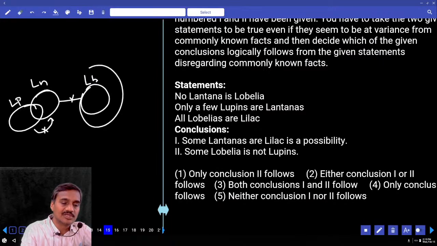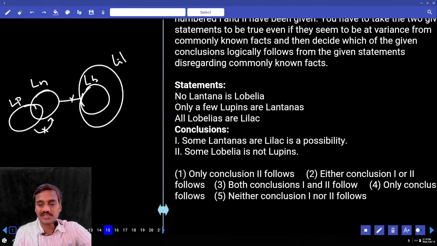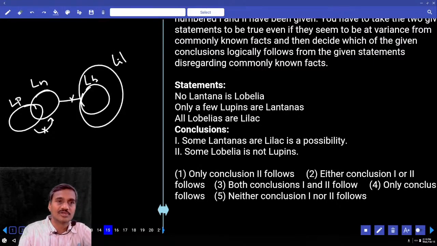All these lobelas are lilac. Then "some lanternas are lilac" is a possibility.